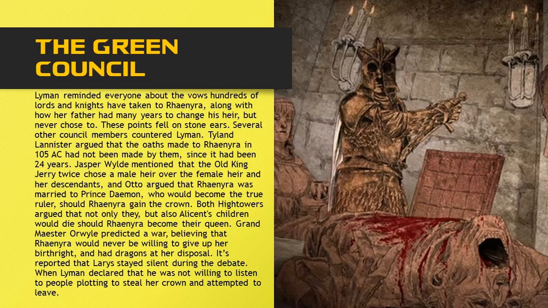So, a lot like what he says in the show. Jasper Wilde mentioned that the old King Jerry twice chose a male heir over a female heir and her descendants. So yeah, he's like, they never choose girls. Old King Jerry always went with, it's gonna be my firstborn son. Well, he died, but he has a daughter. Secondborn son. So he's even like, Targaryens don't go with women. But of course, this one did.